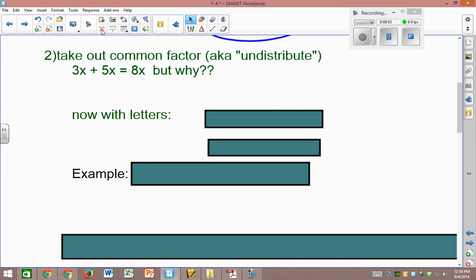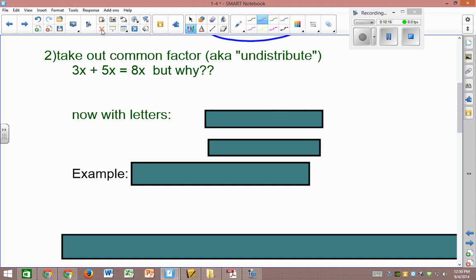All right, this one's a little tricky. So it started with, aka, what's aka? Aka. The hint is take out a common factor, otherwise known as. Oh, AKA, also known as. Just kidding. Undistributed. It's not a real word, but whatever, we like it.